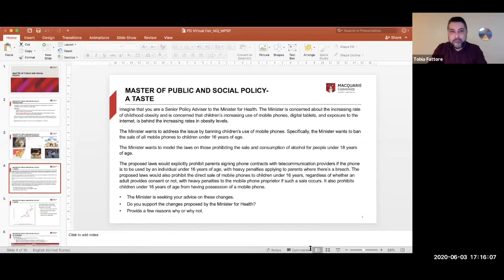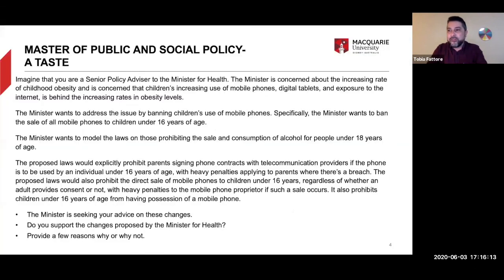Okay, so now the next two slides are essentially kinds of tasters of the kinds of activities that we might expose students to. And I'll talk about the subjects in a little bit more detail in a moment. Now, you can think about this yourself or ask questions, which we might discuss later on via the chat function. But this is a kind of scenario that you might be exposed to as a graduate of the Masters of Public and Social Policy if you work in a policy advisor role.